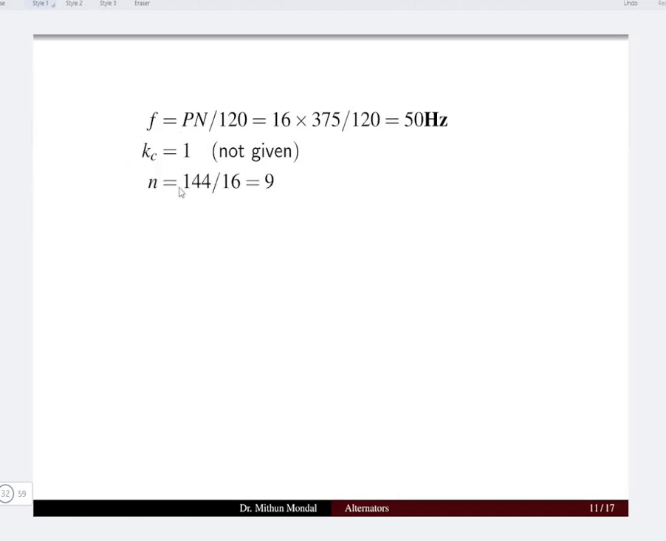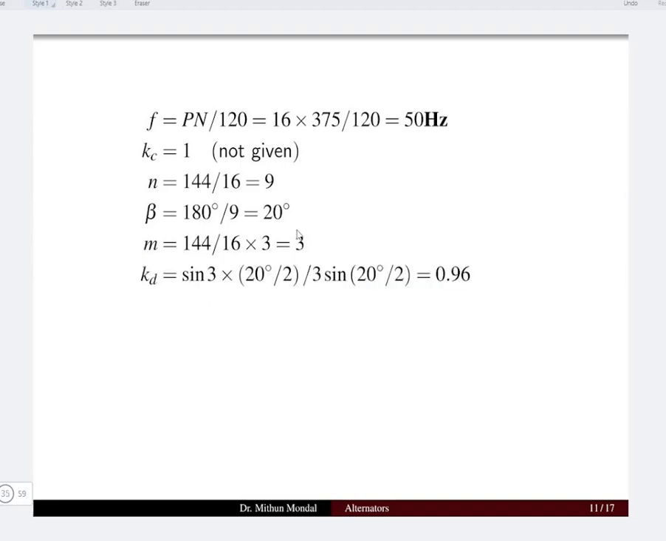And hence, the value of slots per pole we can determine as 144 by 16, which is equal to 9. And beta is 180 by 9, which is equal to 20 degrees. And m we can determine as usual from the previous cases, which is equal to 3 in this particular case, and hence the Kd value we can get as sin(m beta/2) divided by m sin(beta/2), which is equal to 0.96.